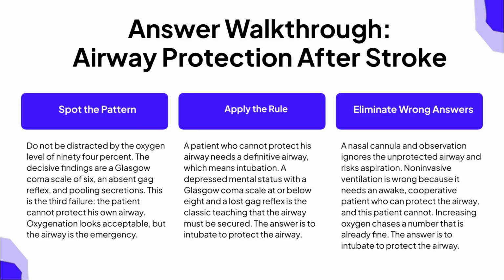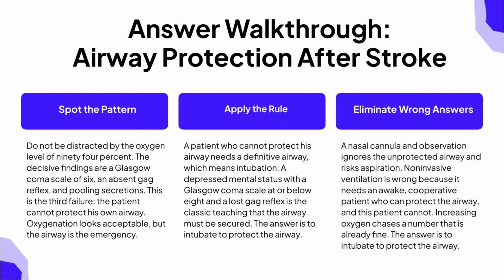Let us break this down. First, spot the pattern. The oxygen level of 94% is bait, and it is there to make you relax. The findings that actually matter are a Glasgow coma scale of 6, an absent gag reflex, and secretions pooling in the throat. This is the third failure, failure to protect the airway. Next, apply the rule. A patient who cannot protect his own airway needs a definitive airway, and that means intubation. The classic teaching is that a depressed mental status, with a Glasgow coma scale at or below 8, together with a lost gag reflex, means you must secure the airway. So the answer is to intubate to protect the airway.